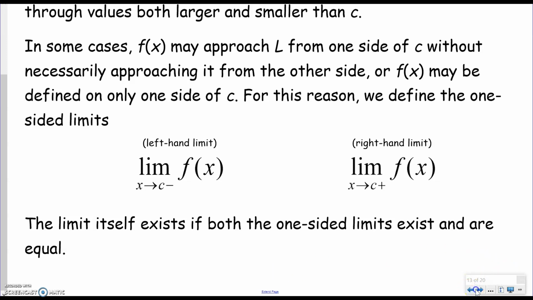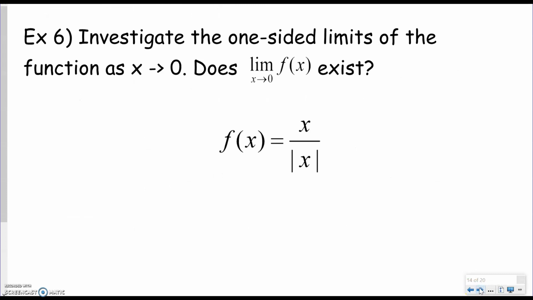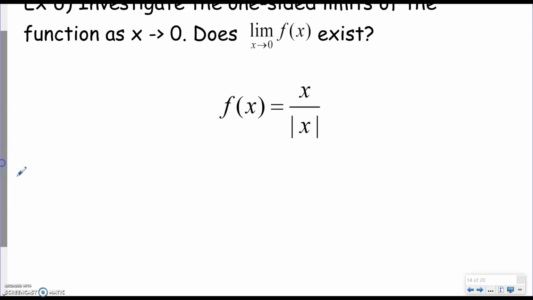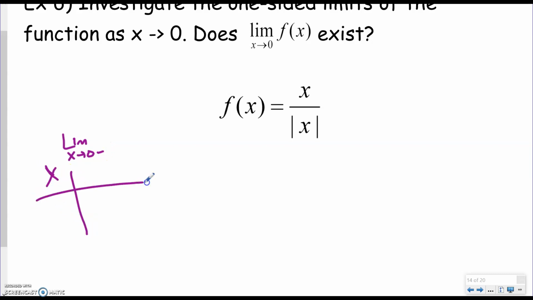And the limit itself, the two-sided limit, exists if both one-sided limits exist and are the same. Okay, so what we are going to do is decide, investigating the one-sided limits, if the two-sided limit exists. So this concept is still the same. If we look at the left side and plug this in, going to 0, we're going to do negative 0.1, negative 0.01, and negative 0.001. So just get closer and closer there. Okay, and then do the same thing on the right side.